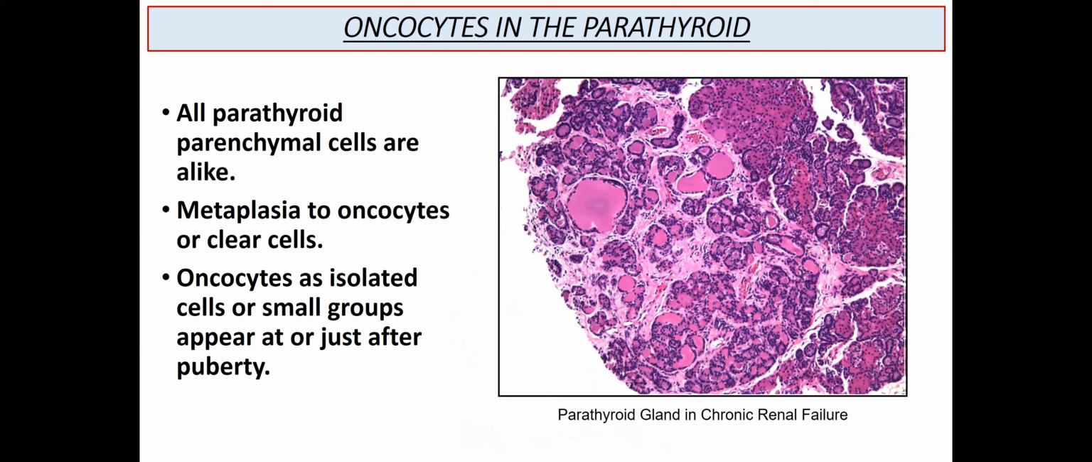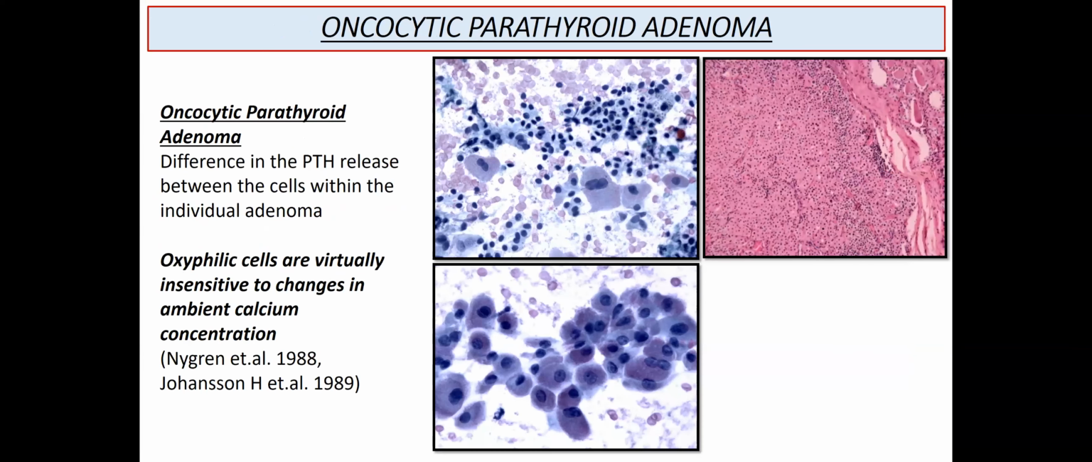Also think about intrathyroidal parathyroid, which is an oncocytic parathyroid adenoma within the thyroid, and they can mimic oncocytic lesions of the thyroid. You can see oncocytic change in parathyroids, and this can appear after puberty and goes up in ratio in older age. So oncocytic lesions are common in the parathyroid.